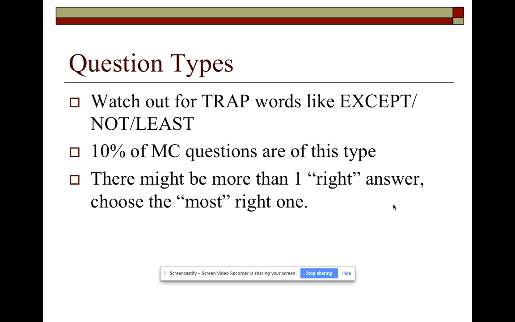For the question types, there are going to be about 10%. So that means about 10 questions that will say things like, which of the following is not, or which is the least, or all of the following except.